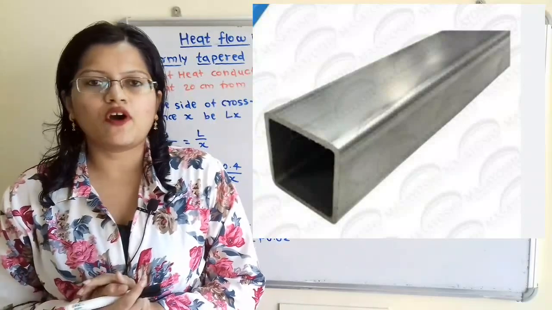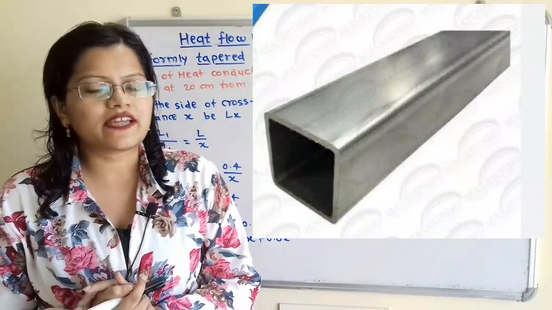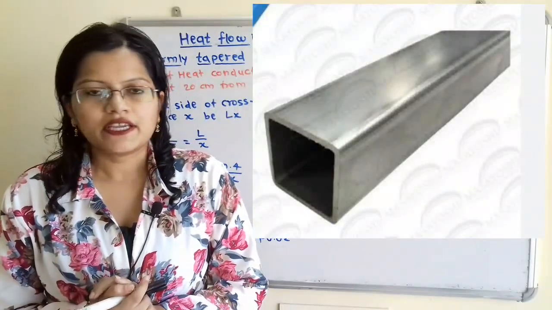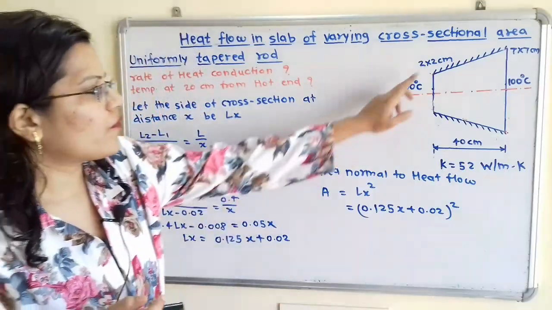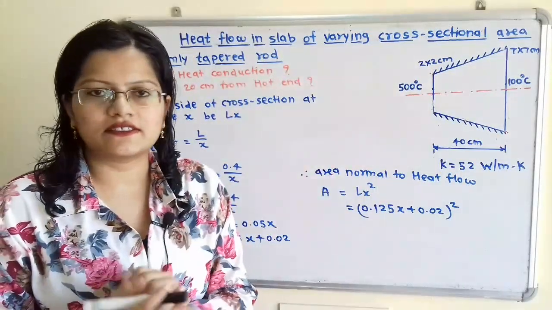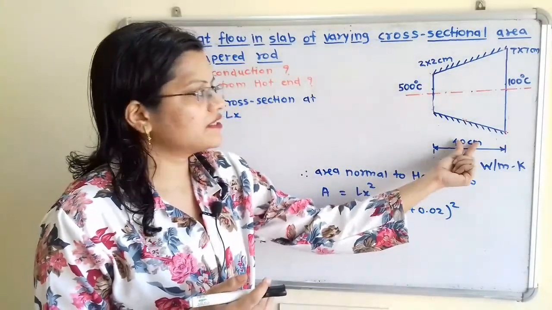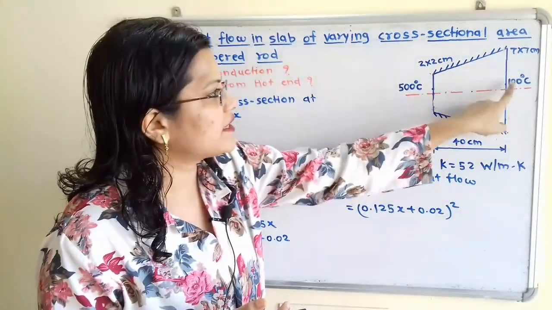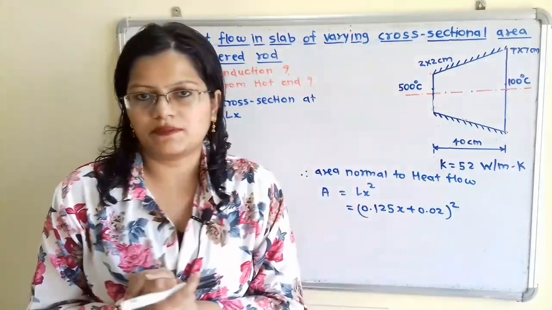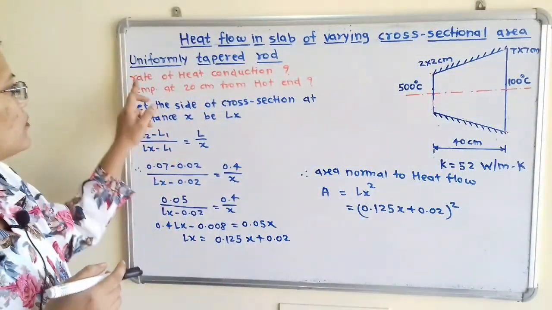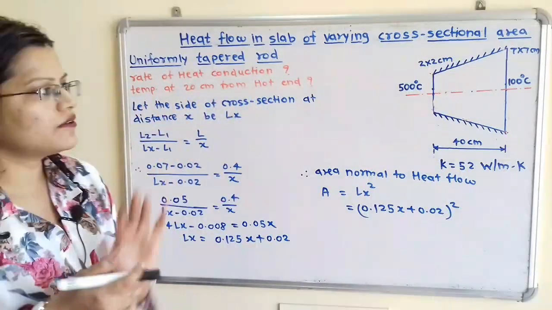This is an example of a slab of varying cross-sectional area. Let us first construct the diagram as per the given data. Here the uniformly tapered rod of square cross-section is given, whose one end is at 500 degrees Celsius and the side is 2 cm. Its total length is 40 cm and the other end is at 100 degrees Celsius and the side of the square cross-section is 7 cm. Now we have to find the rate of heat conduction, that is Q, and the temperature at 20 cm from the hot end.